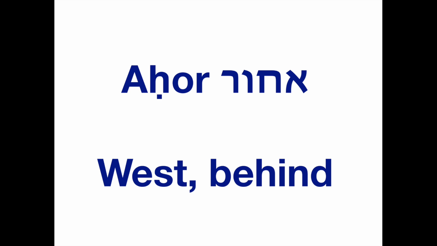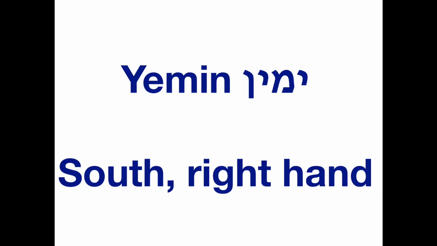What is behind you? Meaning the west is behind you. The east is in front of you. The west is behind you. Now, with this orientation, our right-hand side is going to be the south. And that's the exact meaning of the word south in Hebrew. The word for south in Hebrew is yamin, which means right hand.